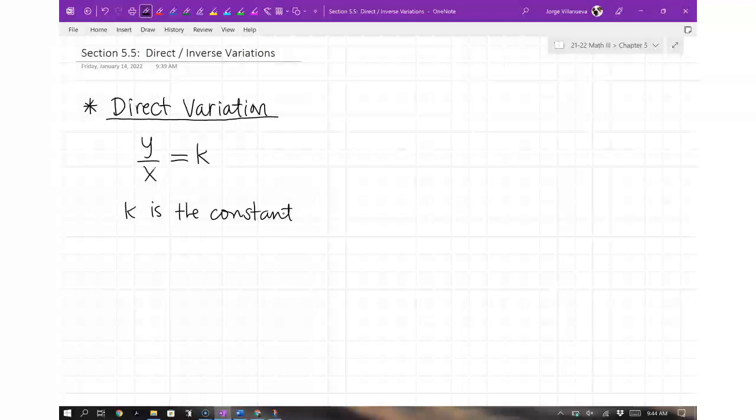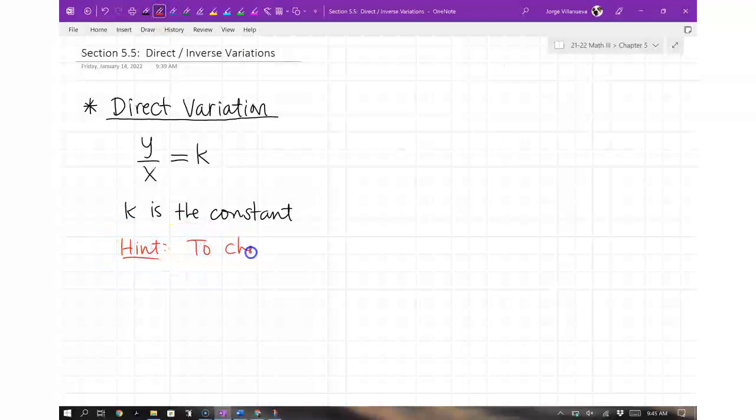And let's say the answer is 5. Then get the next point and divide those. And if the answer is 5, okay, looking good. Get the next one, divide those. If the answer is 5 again, then that means that those points are related to a direct variation. So I'm going to show you examples on that, but I'm going to put a real quick hint right here.